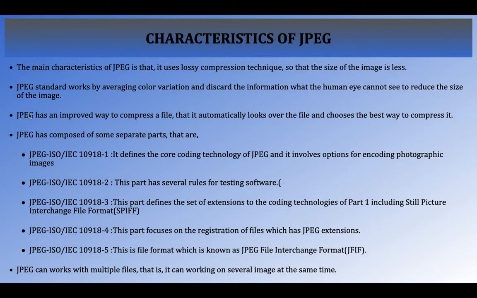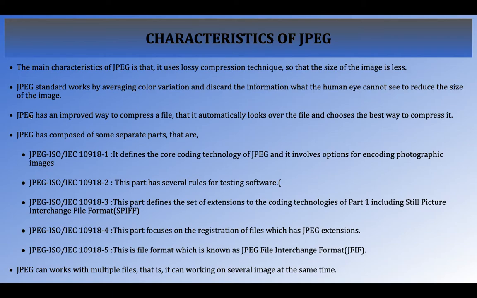Coming to the characteristics of JPEG. The main characteristic of JPEG is that it uses a lossy compression technique so that the size of the image is less. It also works by averaging color variation and discarding the information the human eye cannot see to reduce the size of the image. It is also an improved way to compress a file, and it automatically looks over the file and chooses the best way to compress it, and even chooses the best format to do that.